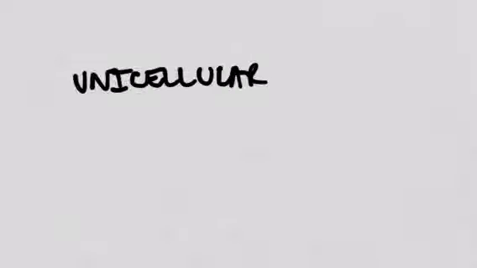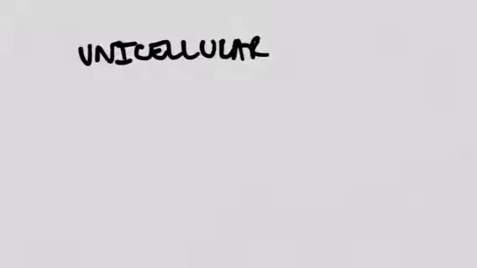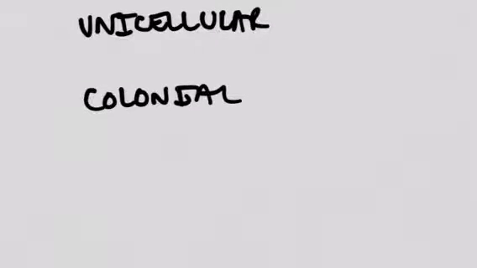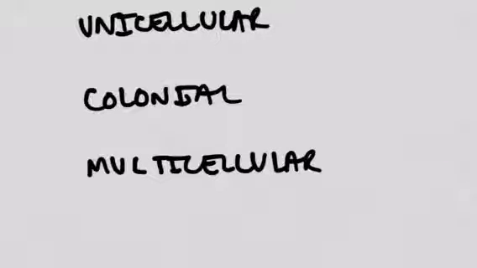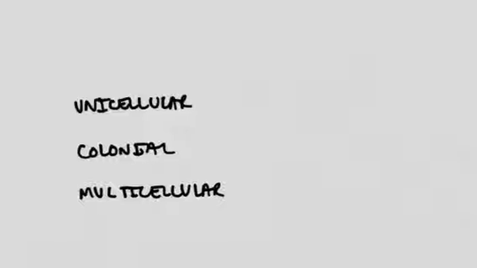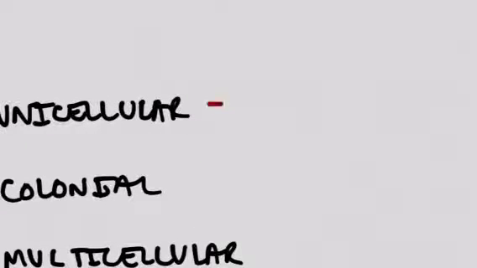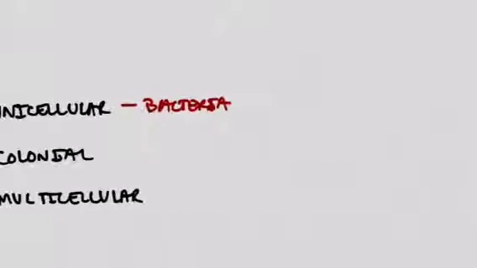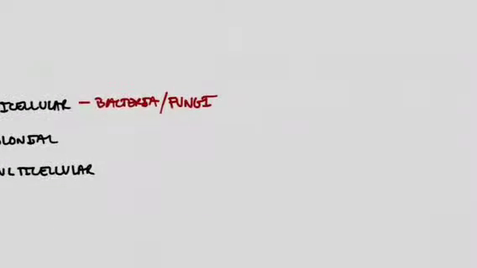Okay, so here we have the three major types of cells. The first is unicellular, the next is colonial, and the last is multicellular. So, a few examples of unicellular organisms. Well, there are bacteria, and additionally, fungi come as unicellular organisms, and also protists.